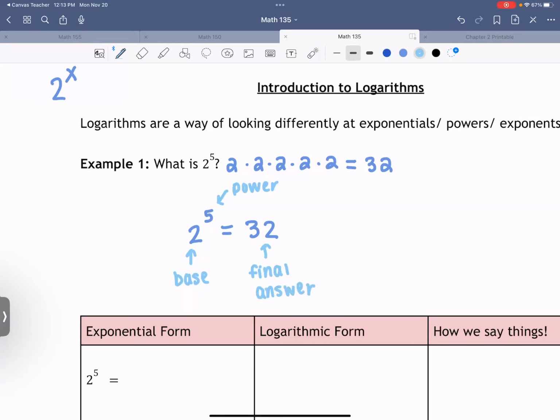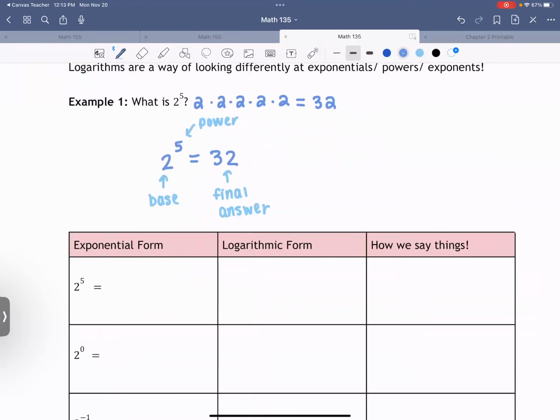So this is exponential notation. We're just raising something to a power and writing what it equals. But we actually have a similar way to write this using what's called logarithmic form. Let me lead you through this, and I think it's easiest to see with an example. So we know that 2 to the 5th is equal to 32. Let me show you how to write it using logarithmic form.